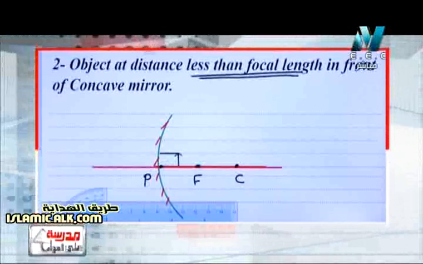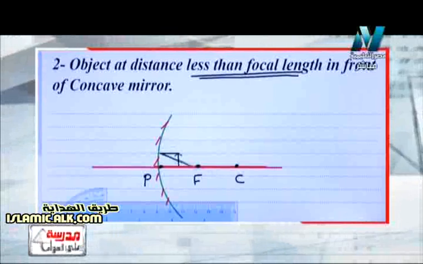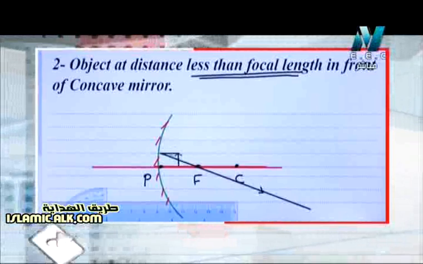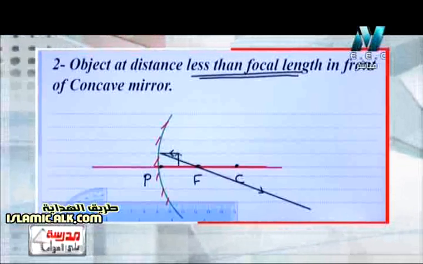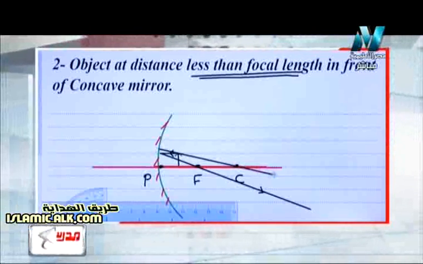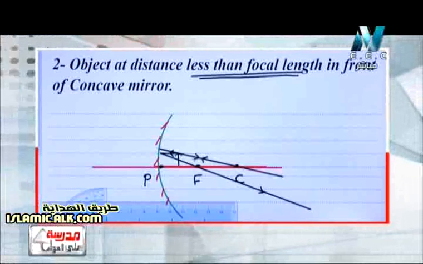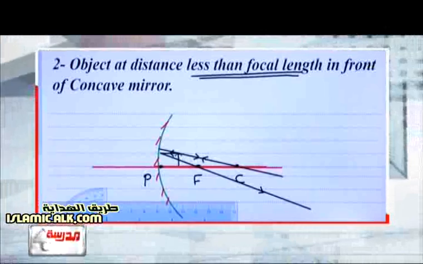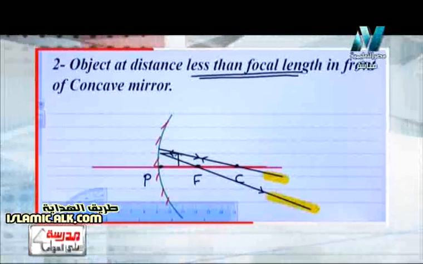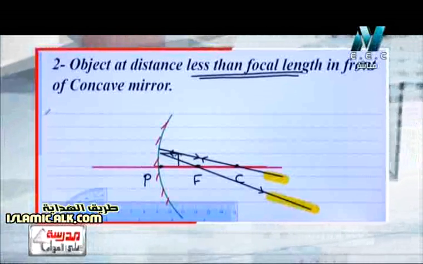Okay? The light falls parallel to the principal axis. It reflects and falls through the focus. Then we have to use rule number 3. Light rays fall through the center of curvature, and in this case the light reflects on itself. So the two light rays here and here will never ever intersect together.